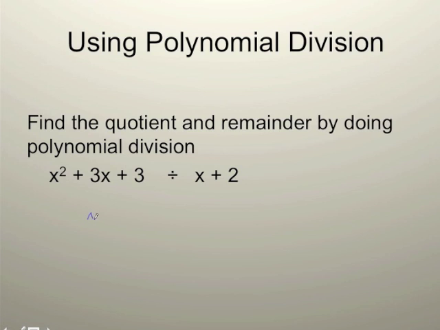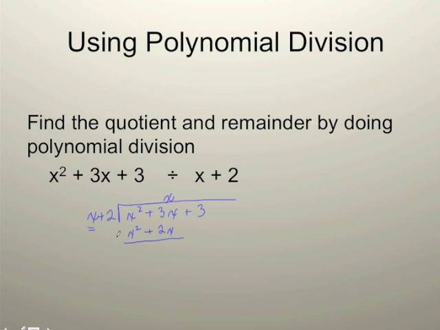So we're dividing by x plus 2, and we're dividing that into x squared plus 3x plus 3. You start by asking yourself, what do you take times x to get x squared? Well, that answer is x, and I like to put it over the x term. And just like you would with long division, you take this x times the x plus 2. So we get x squared plus 2x.